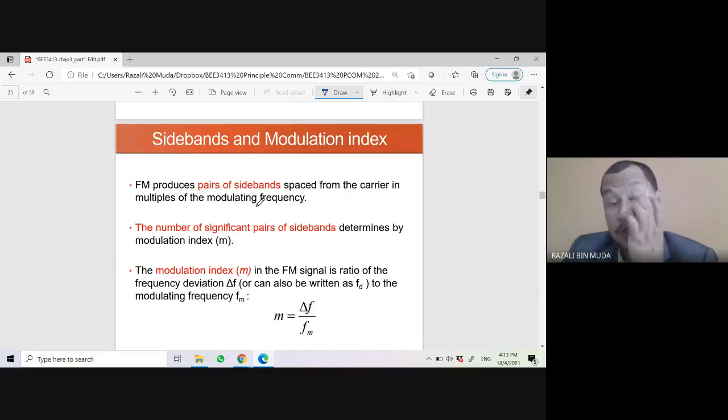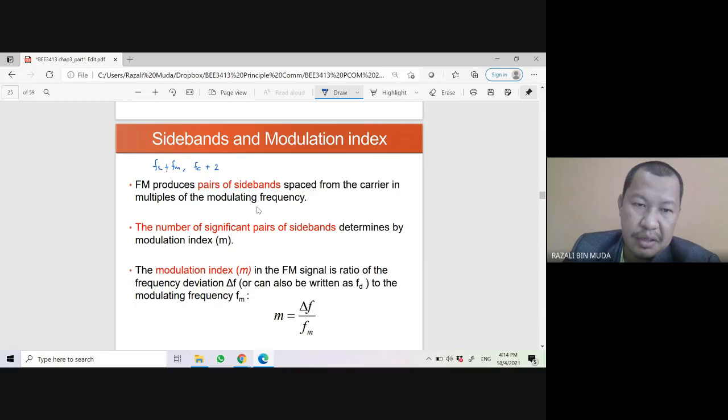Sidebands and modulation index. FM produces pairs of sidebands. Usually there are two sidebands, upper and lower, a pair, because of FC minus FM and FC plus FM. Do you still remember the equation just now? FC plus minus FM, FC plus minus 2 FM, FC plus minus 3 FM.